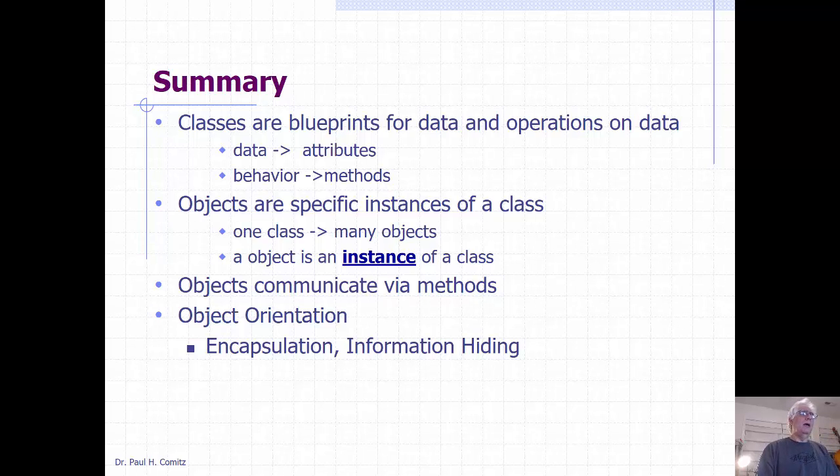Finally, we hit on a couple of the, not all, but a couple of the key points of object orientation. Encapsulation, the idea that an object's data is not immediately accessible, and this idea of information hiding. To access the state, you've got to go through the public interface. So that's all for today.